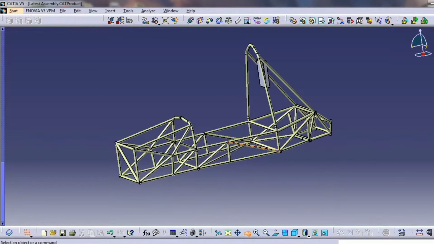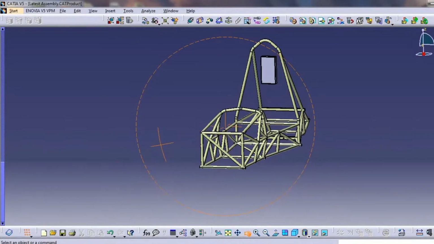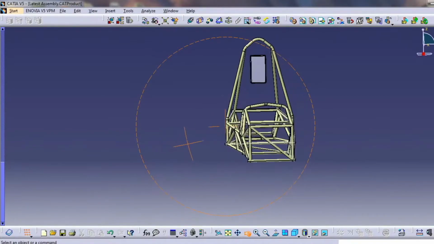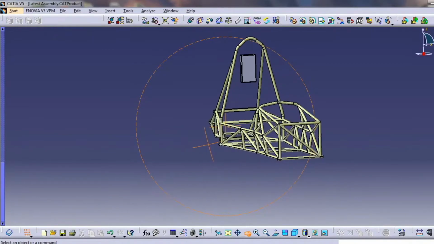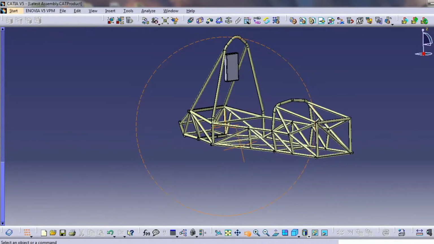It should also protect the driver from any harm. Roll cage is designed based on rules which are provided by the event, which are given in the rule book. You can see the roll cage of our vehicle on the screen. There are many different parameters which we have to consider while designing a vehicle. The material which we are going to use, etc., also has to be considered.